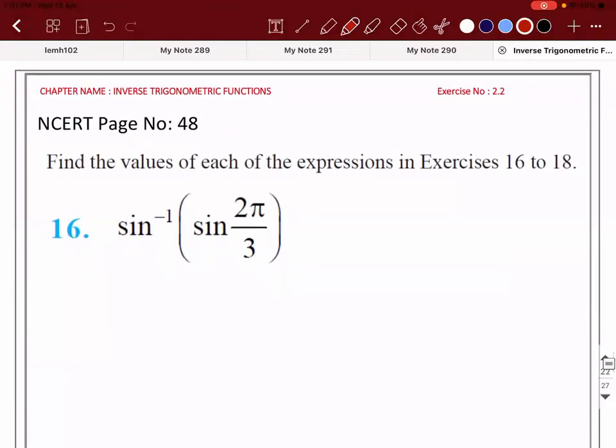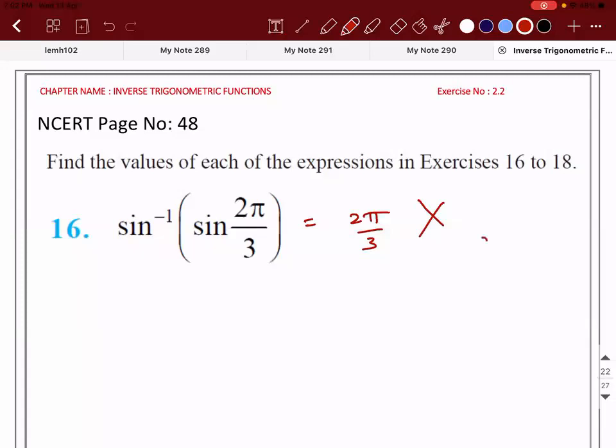Sine inverse of sine 2 pi by 3. Answer is 2 pi by 3, correct? I gave it to confuse you. How did you get? See, 2 pi by 3 belongs to which quadrant?